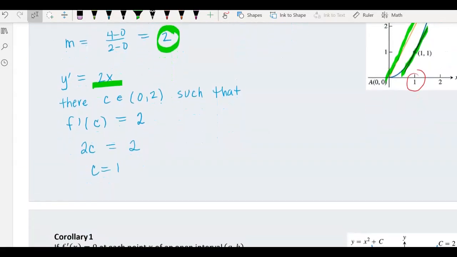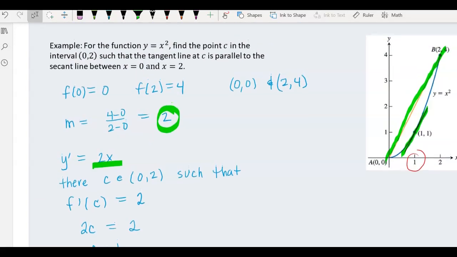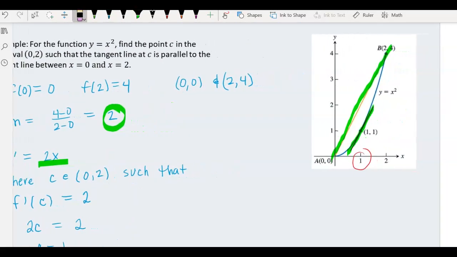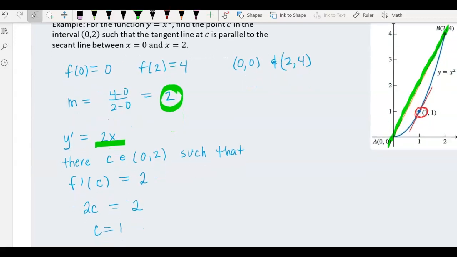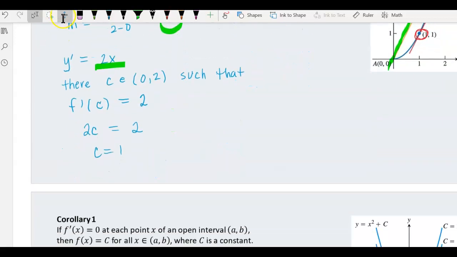If we think about the secant line as the average rate of change, let's say that this is the average rate of change over a particular set of time, let's say 0 to 2 seconds or something. What this is saying is that at a particular point, right at 1 second, the instantaneous rate of change is exactly equal to the average rate of change. So a practical example would be, and I'm going to make a little space here.